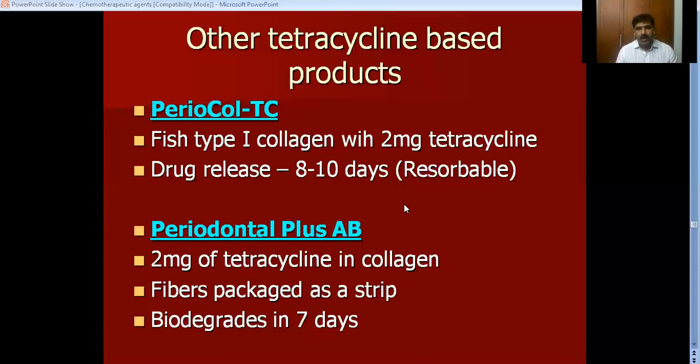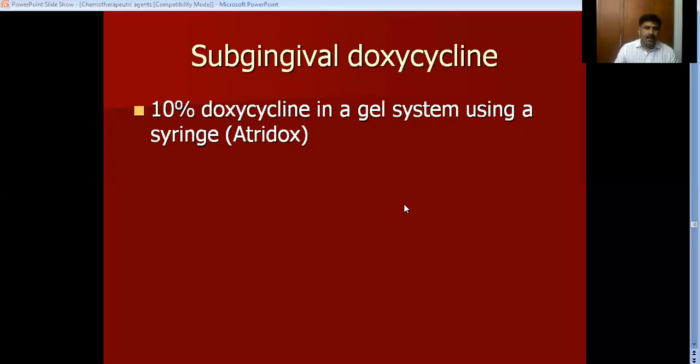Then another delivery system that is available in India is the Periodontics plus AB. Again, you have this 2 milligram tetracycline, the same concentration. Now, the advantage here is it is not a fiber, it is a strip. You can place it like a fiber. You have individual strips so that you place it all around the pocket. Again, this biodegrades, so you don't need a second appointment for removal, but you get very good concentration of this drug within the gingival surface.